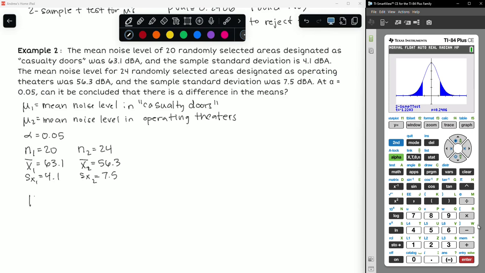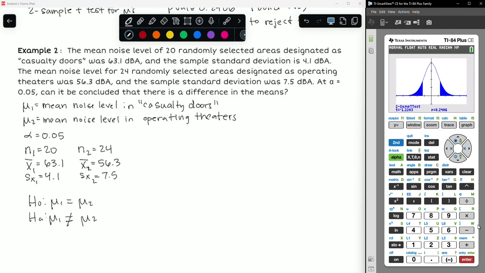Next, I'm going to state my hypotheses, so null and alternative. I'm testing claims about means, so mean 1, mean 2, mean 1, mean 2. I know my null is always equal. My alternative, I'm testing a claim about a difference, so not equal.